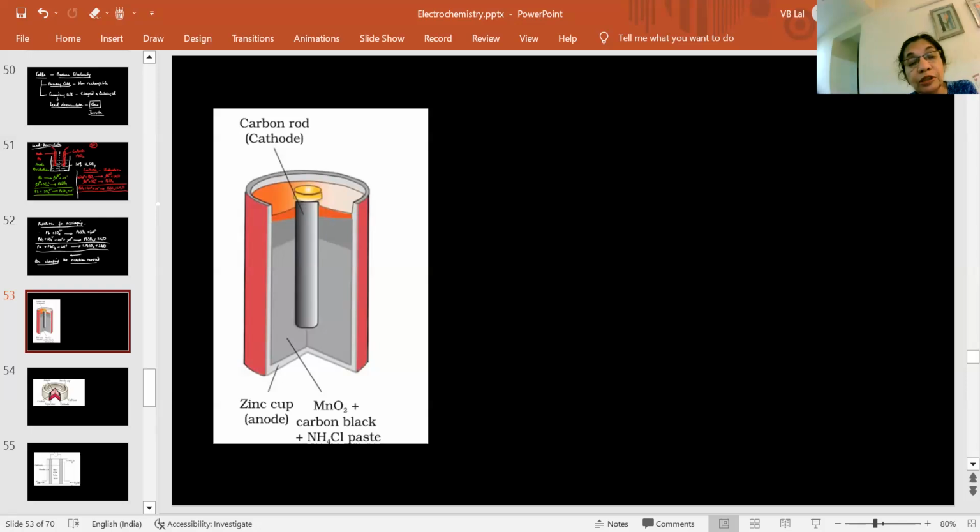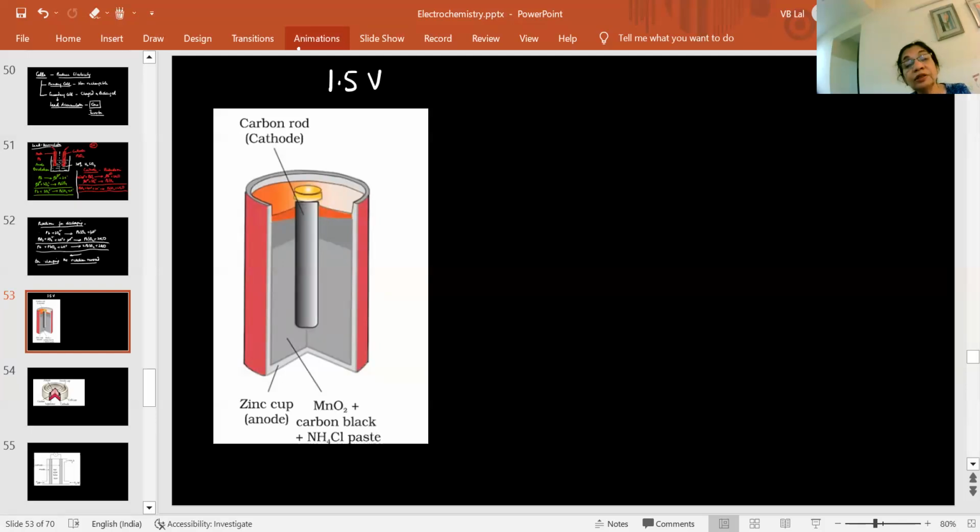From this picture, you would have understood this is the type of cell that you use in your torch, and many of the toys make use of it. They can be different types, AA, AAA, and so on. The voltage of this cell is about 1.5 volts. This is the amount of current it produces, 1.5 volts.